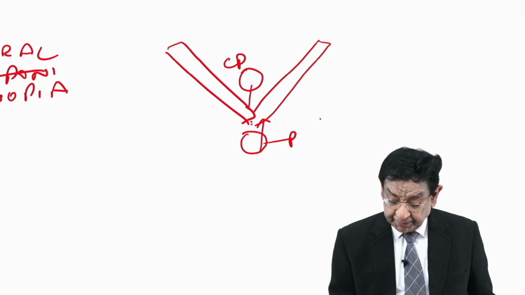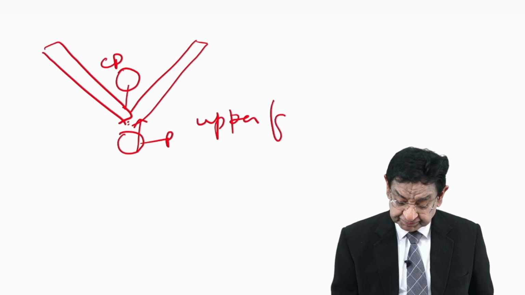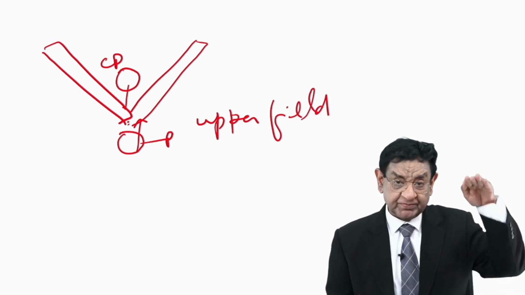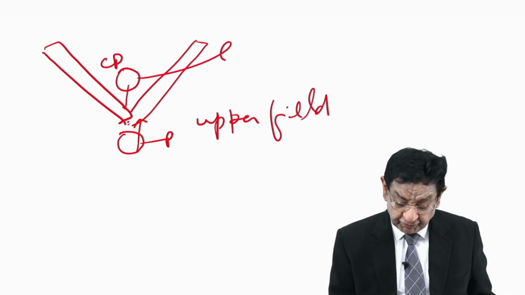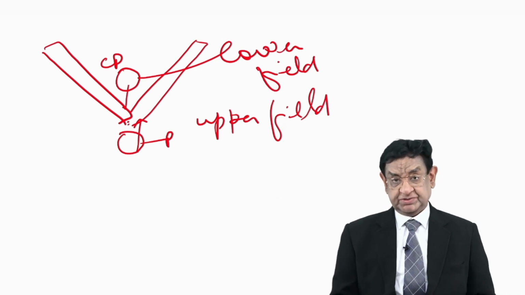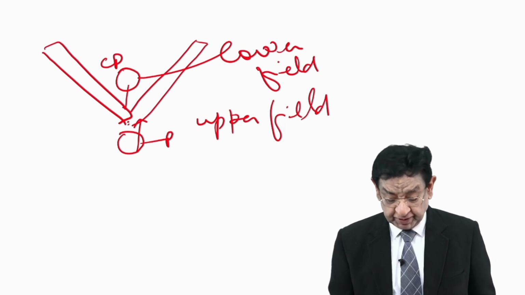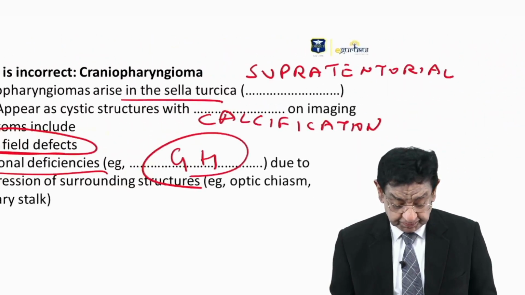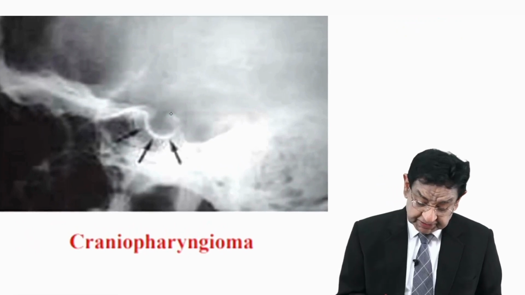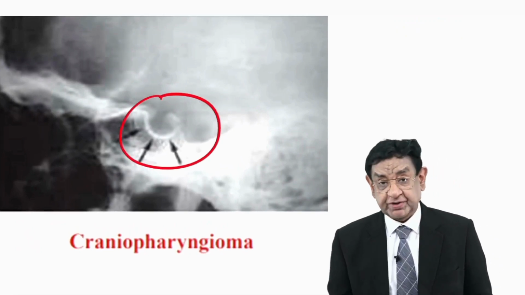That's why upper field is lost. Vision of upper field is lost. And craniopharyngioma is pressing from up, so the lower field vision is lost, although both are bitemporal hemianopia. Well, there's a classical picture. You can see a beautiful picture of craniopharyngioma.